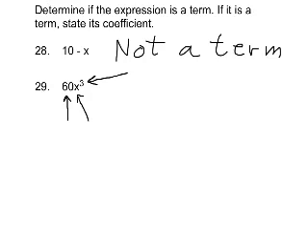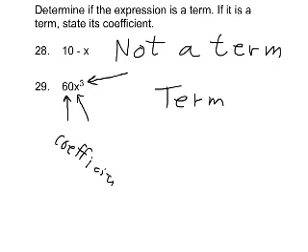So remember what I said, if you've got those constants, variables, variables to powers, and they're multiplied times each other, that's a term. So this is a term. So yes, it's a term. Okay, so now we want to know what the coefficient is. The coefficient is the number in front of the variables. So this is the coefficient. Coefficient is a constant, a number.